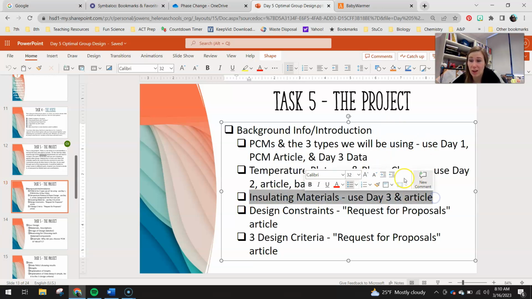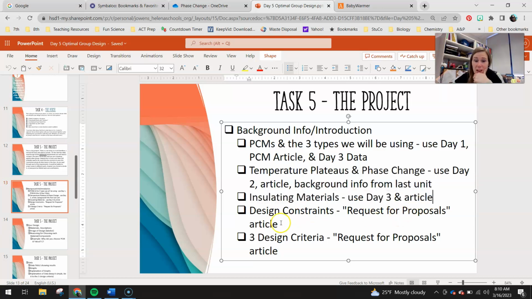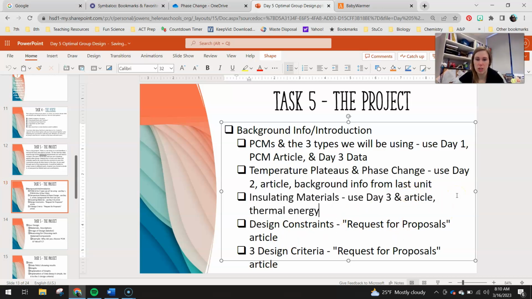And day 3, you guys read an article. You guys were able to isolate the different insulating materials and kind of talk about them. And then you guys can also even go back 2 units and talk about thermal energy transfer. Okay, design constraints, I'm going to add that on there, thermal energy transfer / unit.